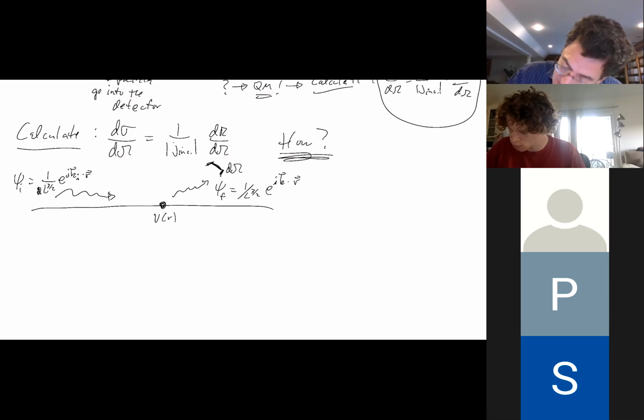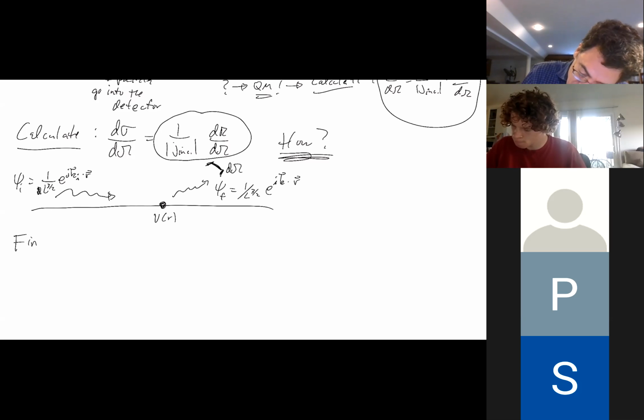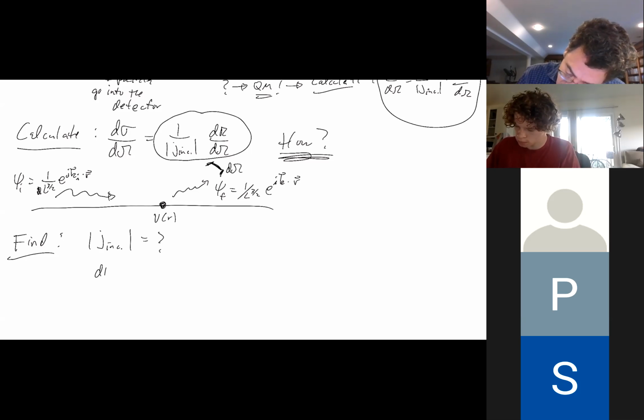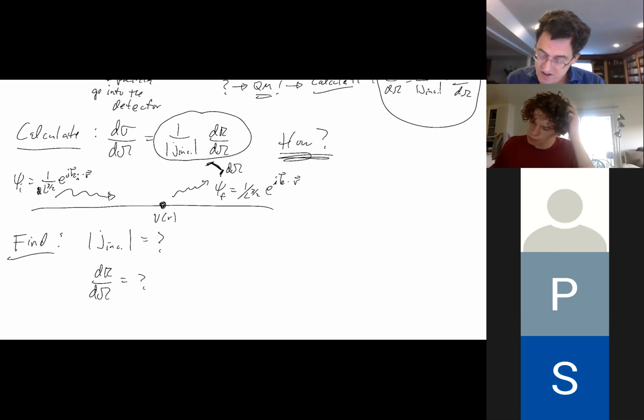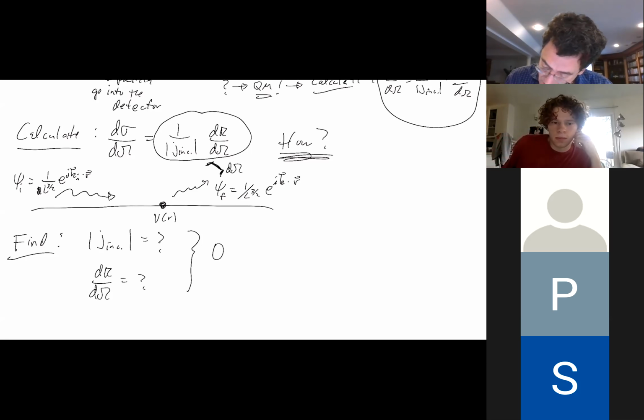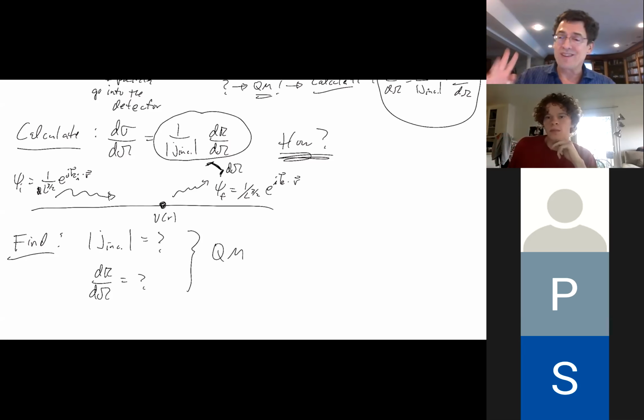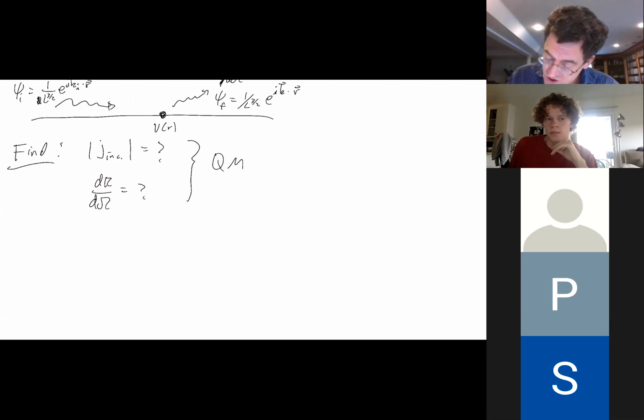And now I've got to calculate all these quantities. There are two things I need. I need to find J incident, and I need to find this other weird quantity, dσ/dΩ. This is where all the quantum mechanics comes in. We use quantum mechanics to find these quantities, and once I find them, I get the differential cross-section. The differential cross-section is the most important thing, because that's going to tell me how expensive my detector is going to cost. Okay, so let's find these things.